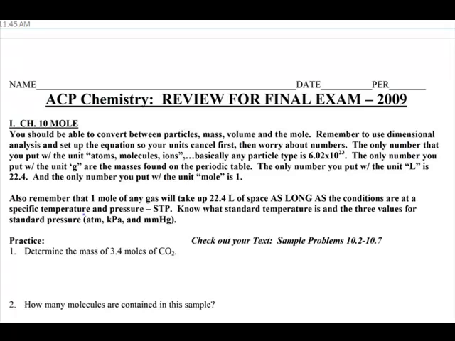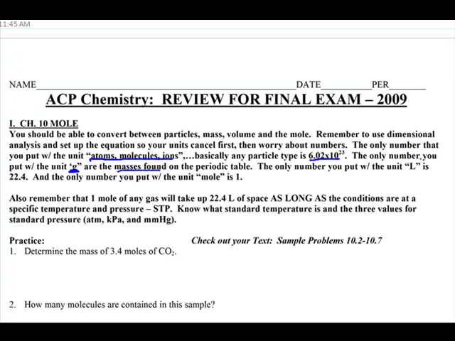All right, to start with, it says the mole. You should be able to convert between particles, mass, volume, and the mole, and so forth. This is important to remember. Anytime you see the word atoms, molecules, ions, any type of things, you're going to use the 6.02 times 10 to the 23rd before that. If you see grams, the only number you put with grams are the masses found on the periodic table. So you'd never put 6.02 times 10 to the 23rd next to the letter G in a dimensional analysis problem. So if you see G, you put masses on the periodic table.